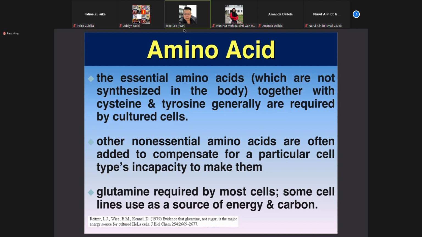Okay, the requirements, the characteristic of the cell is different for each cell line, and the amino acid required is also different. All right.